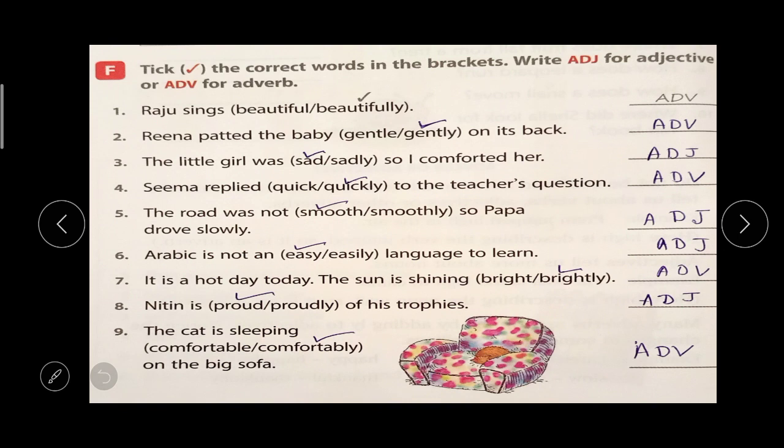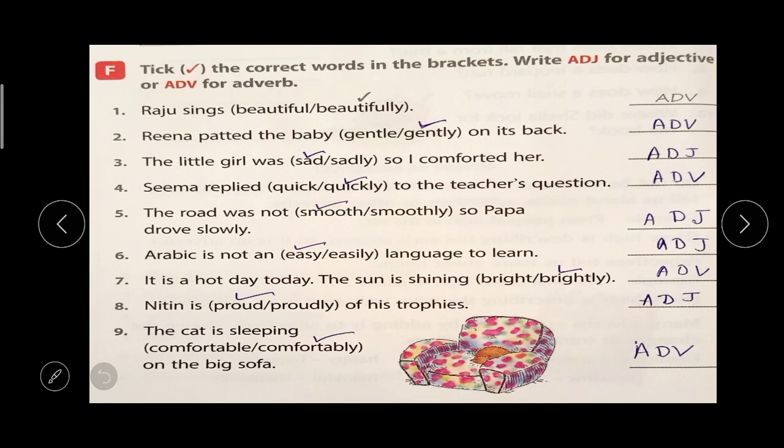The number 6, Arabic is not an easy language to learn, it is adjective. Then number 7, it is a hot day today, the sun is shining brightly, it is an adverb. 8, Nitin is proud of his trophies, here it is an adjective. And the last one, that is number 9, the cat is sleeping comfortably on the big sofa, here the word is comfortably, which is an adverb.